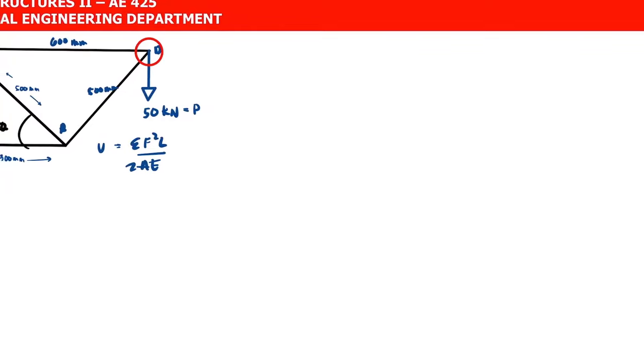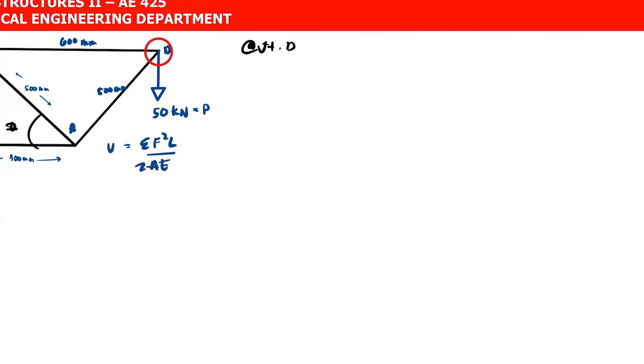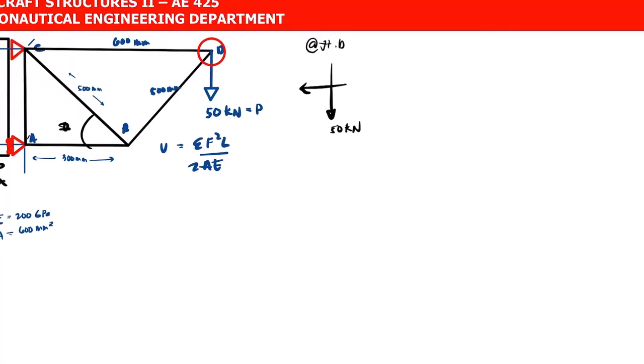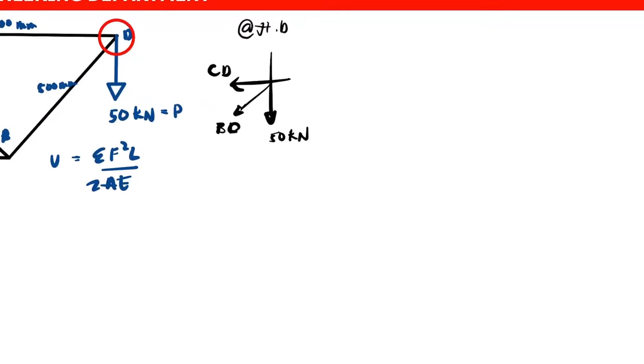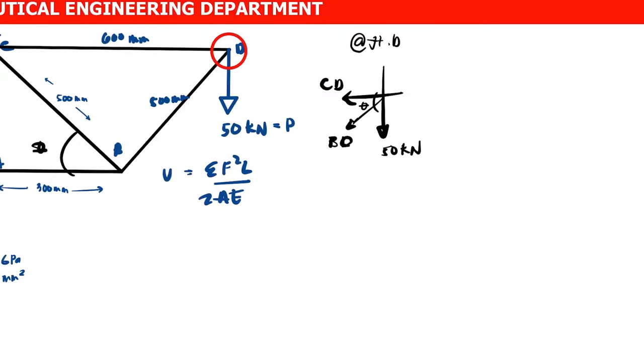We have joint D. Meron tayong going down 50 kilonewton. And then going to the member CD and member BD. Okay? So, yun yung ating mga members. So, lahat ina-assume ko na tension. So, theta. So, try natin isolve kung theta rin yan.